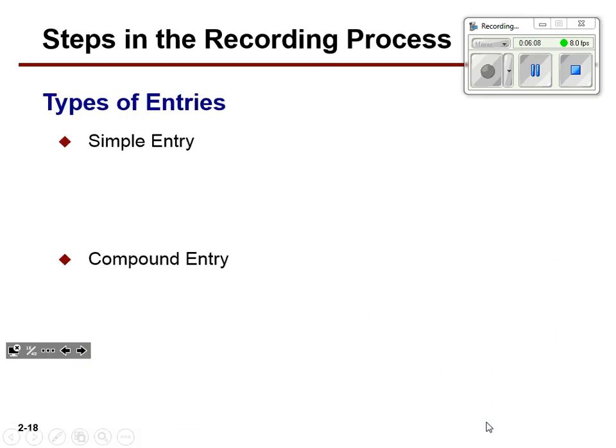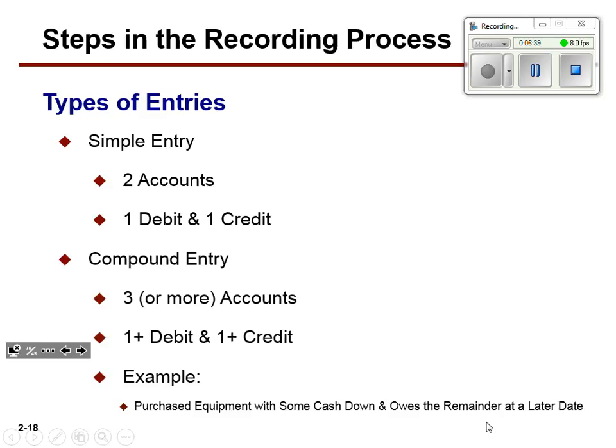So we know that we're putting things in this journal. That's kind of a mess. Well, there's two kinds of entries. You can have a simple entry or what's called a compound entry. A simple entry is two accounts, one being debited, one being credited. Most of your transactions will be a simple entry with a debit and a credit. Occasionally, you'll have what's called a compound entry where there's 3 or more accounts impacted. So maybe 1 or more debit with 1 or more credit.